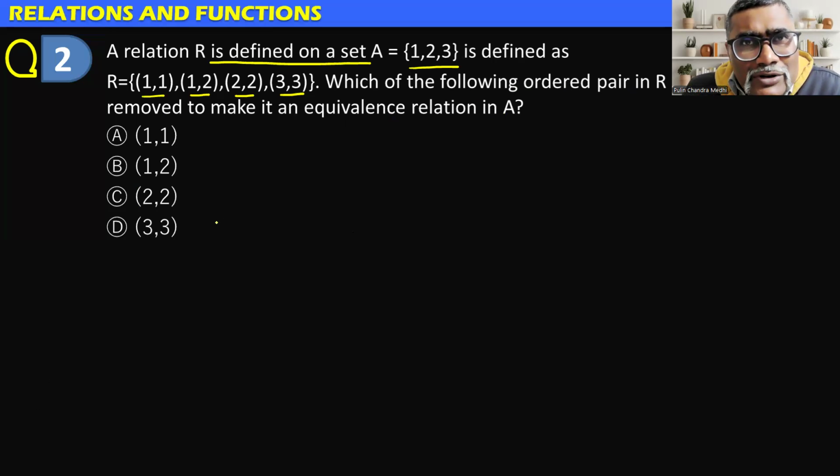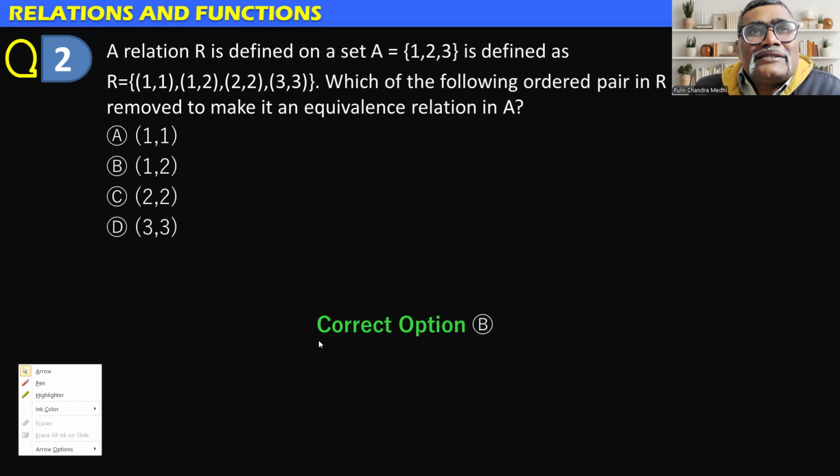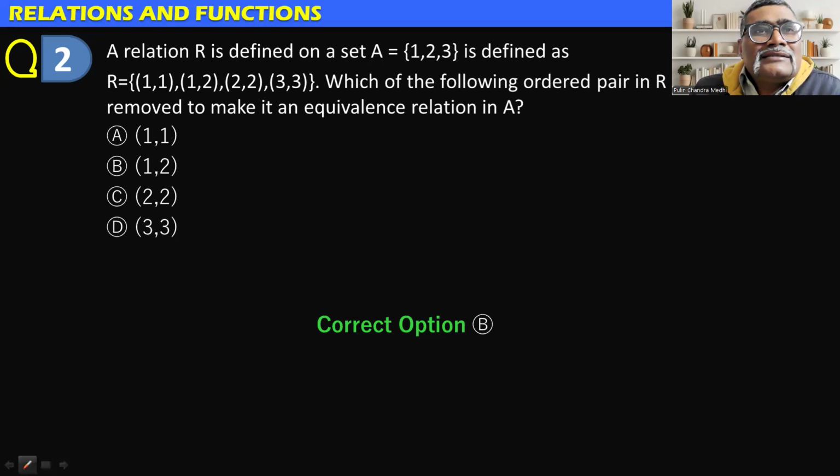So first of all, you try to recall what an equivalence relation is. For being equivalence, it should be reflexive first. So to be reflexive, you need to have (1, 1). It is to be there. (2, 2) is to be there. (3, 3) is to be there. So which do you have to remove? (1, 2). So this is your correct answer. Right? So it is a very simple question, 1 mark. So your correct option is B. So let's go along. I hope you are going with me.